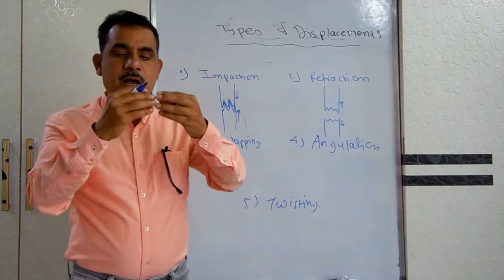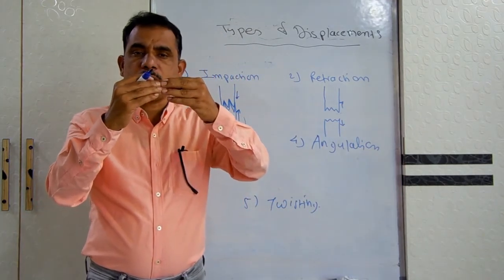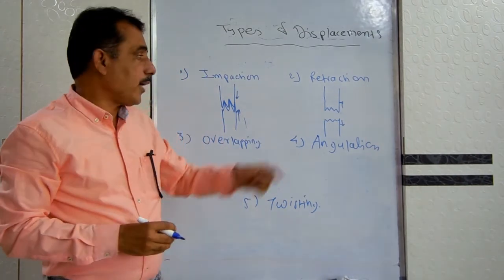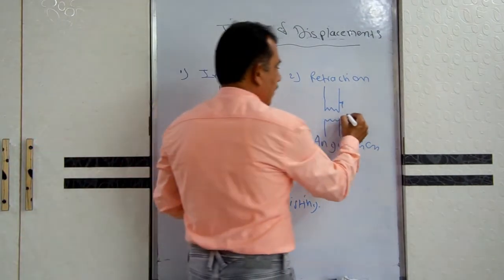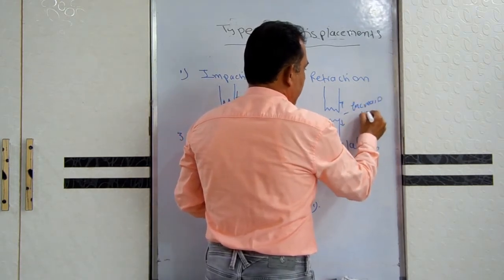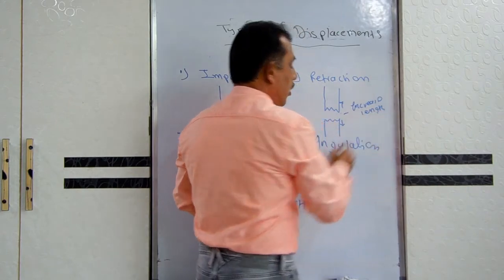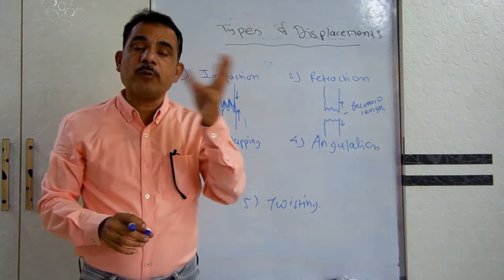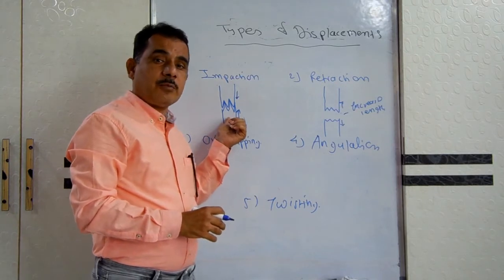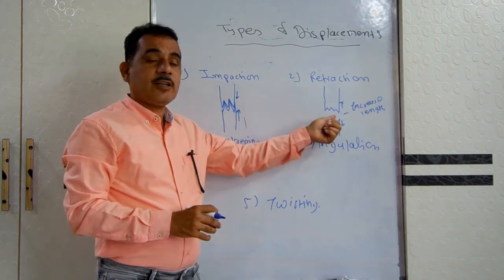This retraction means that after the formation of the fracture line, the two ends go away from each other. That is called retraction. So how to diagnose it clinically? There is an increased length of the part. You can say lengthening of the part. In impaction, shortening of the part happens, and here lengthening of the part is there.